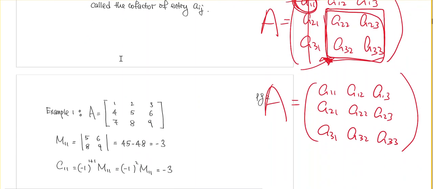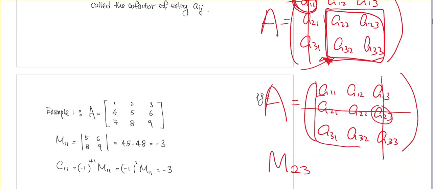So for example, let's say we take A23. We want to determine what is the minor of A23. So you throw away the second row and throw away the third column of this original matrix. Then you get a submatrix. A submatrix will look like this. So you have a smaller matrix.